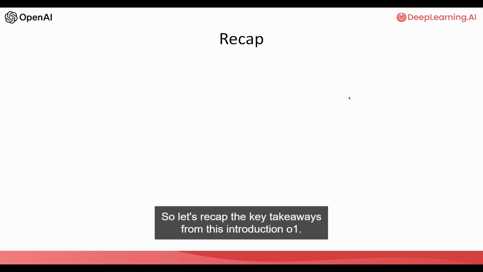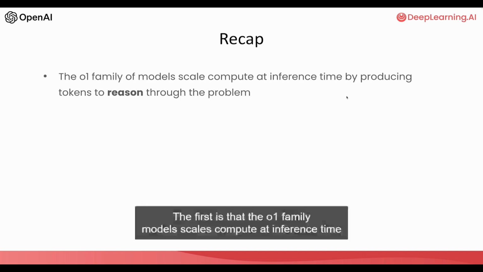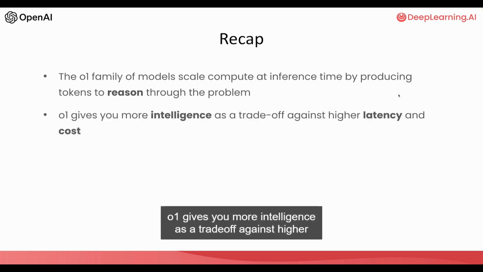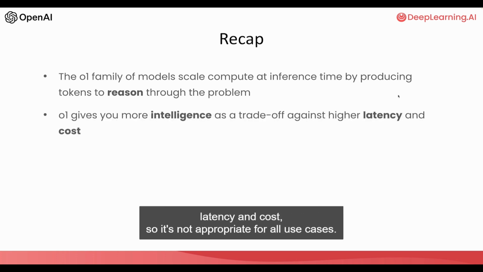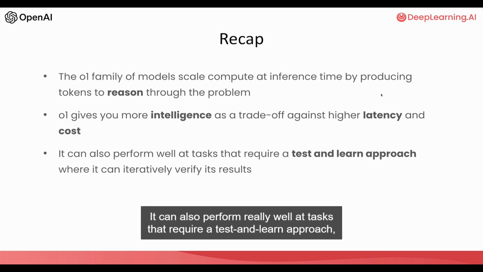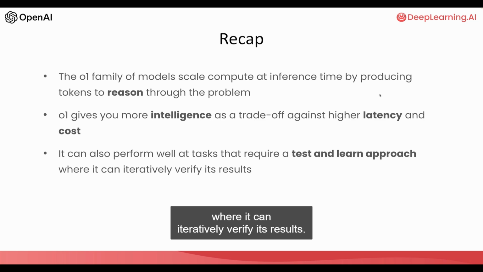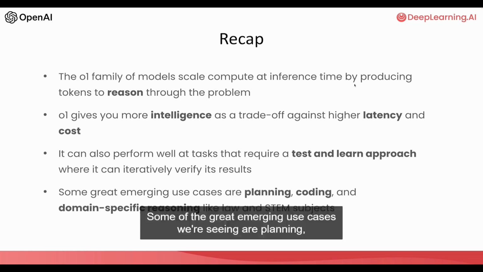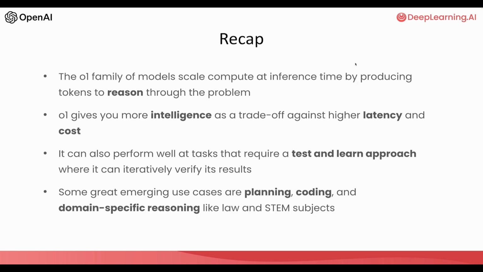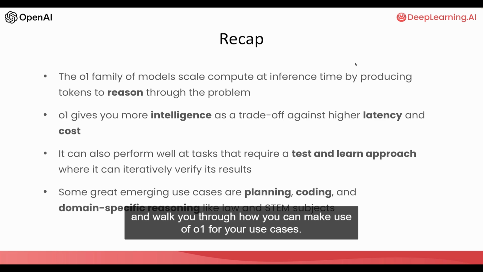So let's recap the key takeaways from this introduction to O1. The first is that the O1 family of models scales compute at inference time by producing tokens to reason through the problem iteratively. O1 gives you more intelligence as a trade-off against higher latency and cost, so it's not appropriate for all use cases. It can also perform really well at tasks that require a test-and-learn approach, where it can iteratively verify its results. Some of the great emerging use cases we're seeing are planning, coding, or domain-specific reasoning in fields like law or STEM subjects. So let's jump into some of the practical applications that we're seeing and walk you through how you can make use of O1 for your use cases.